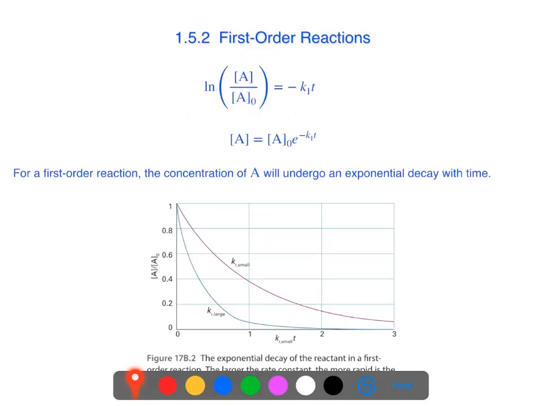And we can also show this in an exponential form, where if we take the anti-logarithm and then multiply both sides by A naught, we end up with the concentration of A being equal to A naught e to the minus K1t. So for a first order reaction, the concentration of A will undergo an exponential decay with time. And this is quite different than what we observed for zeroth order reactions, where we saw a linear dependence or a linear decay with time.